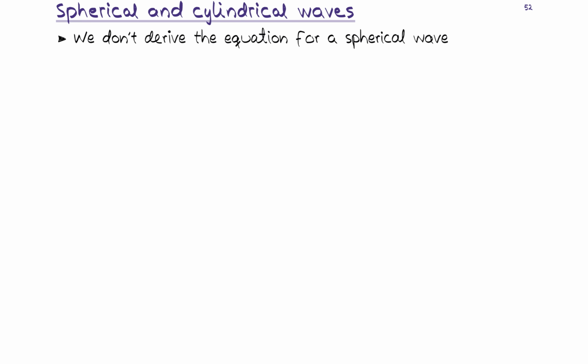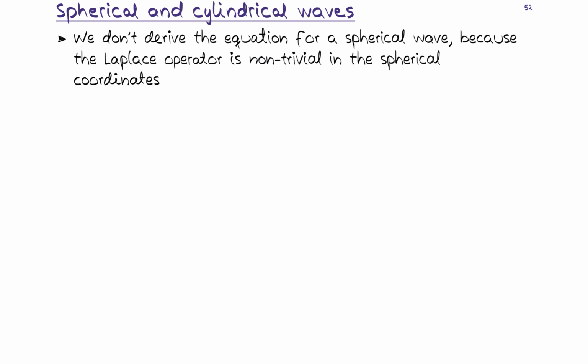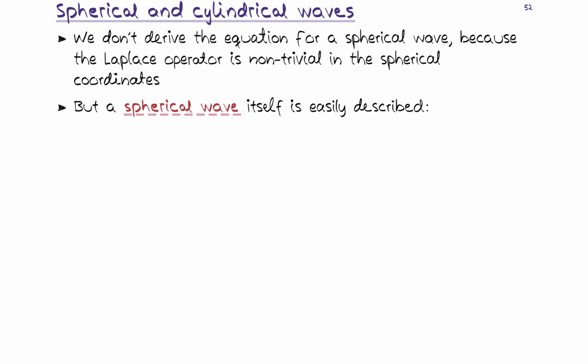We don't derive the equation for the spherical wave, but what we would do is transform the Laplace operator into the spherical basis, and then solve that differential equation in that basis. The end result would be a spherical wave. But we do not do that here because the Laplace operator is somewhat non-trivial in spherical coordinates. It's not overly complicated, but there's quite a bit of math involved. But the end result, of course, is quite clear.